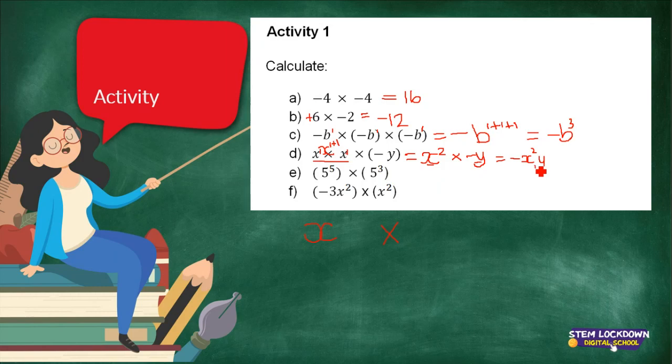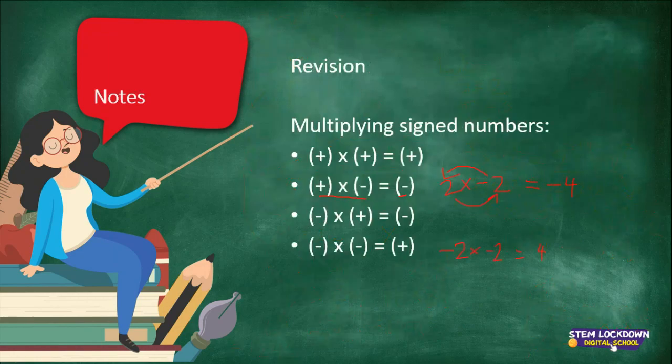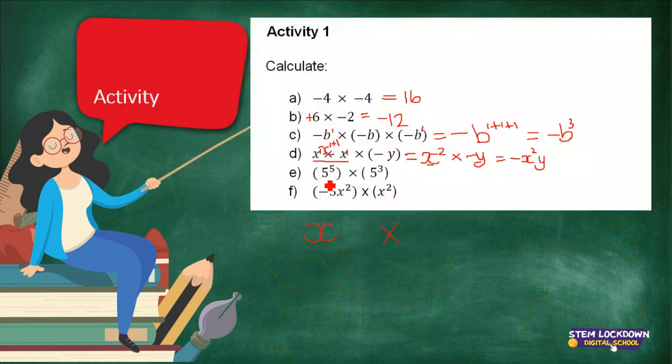Okay, very good. Next one, E. Please use the laws to do E for me. If you're using the laws to do E, we'll be looking at which law? We're looking at this first law. Why? The bases are the same, so you can use the laws. If the bases are the same, there are 5s. In this case it is 5. What do you do to your powers? What do you do to your exponents?